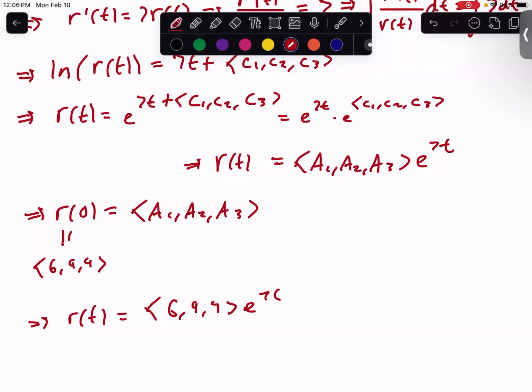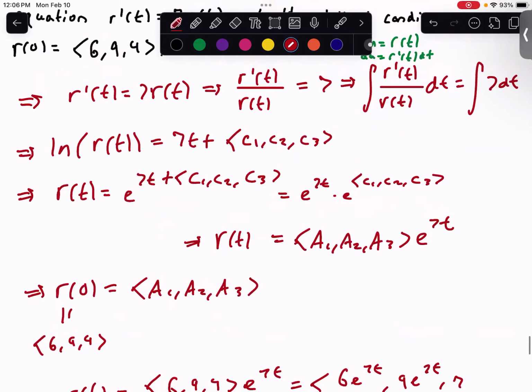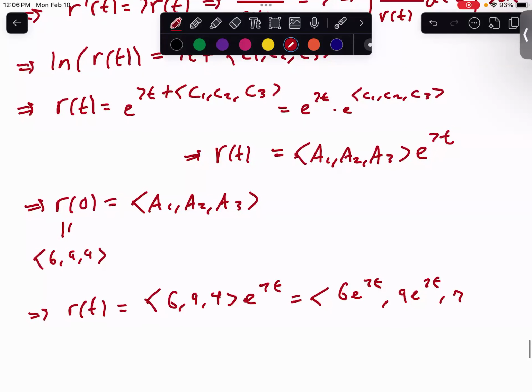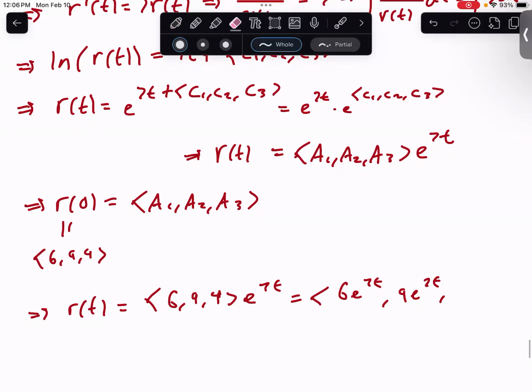times e to the 7t, which you can also just write as being the vector 6 e to the 7t, 9 e to the 7t, and then wait, was it? Oh, it was 4. It looks like a 7 the way I wrote it. So that's what I was getting confused over. Not 7, 4 times e to the 7t. This kind of looks like a 2. I need to be more careful. Yeah, so this is what the answer looks like.